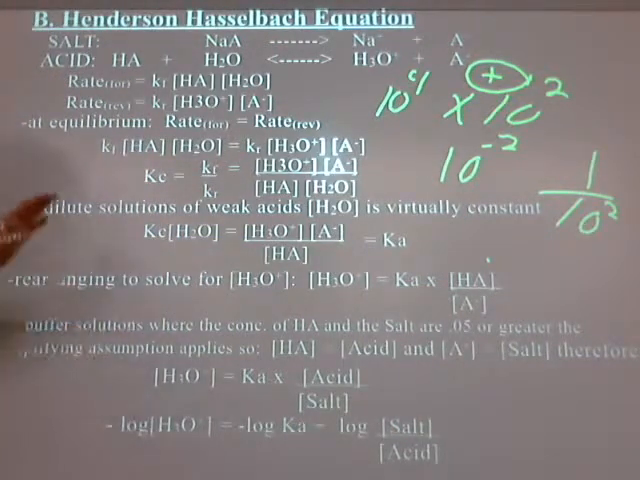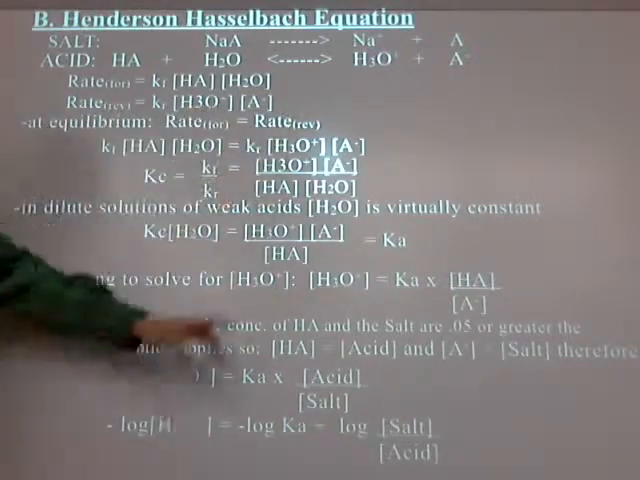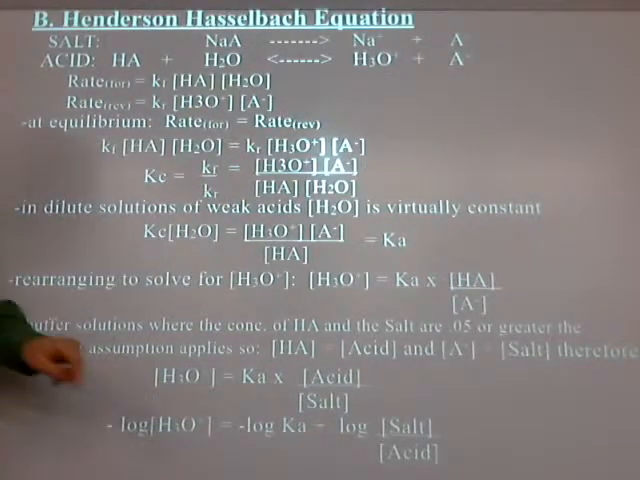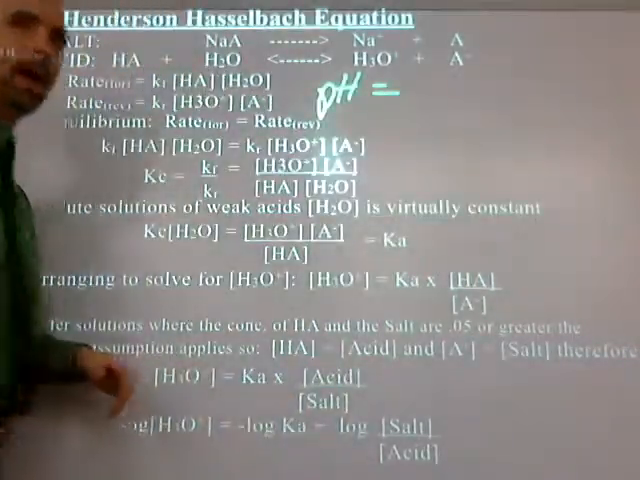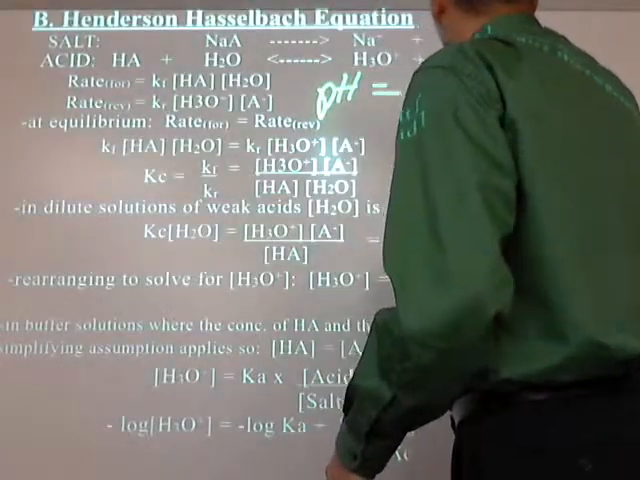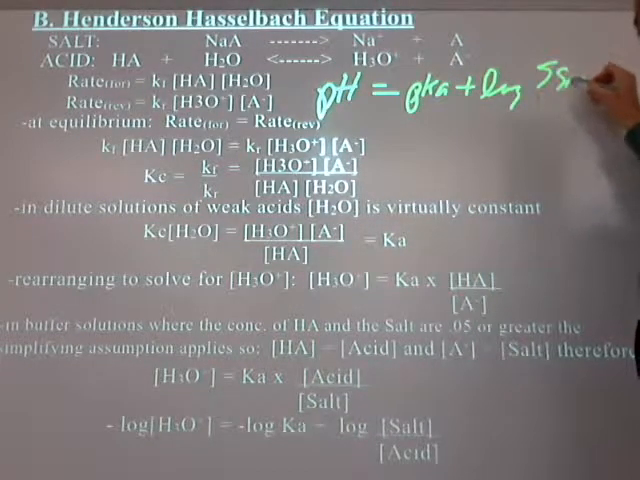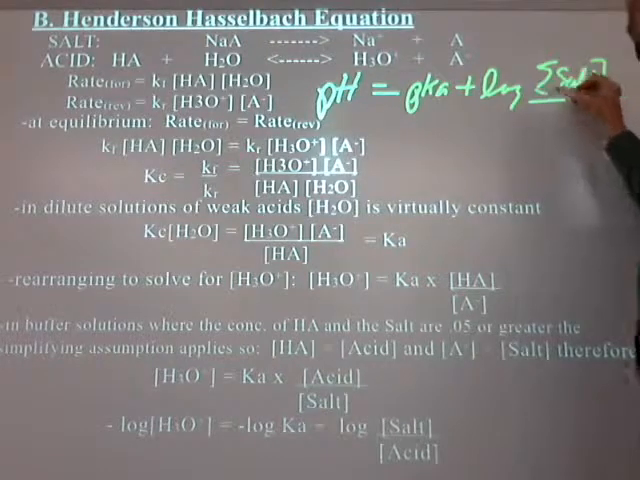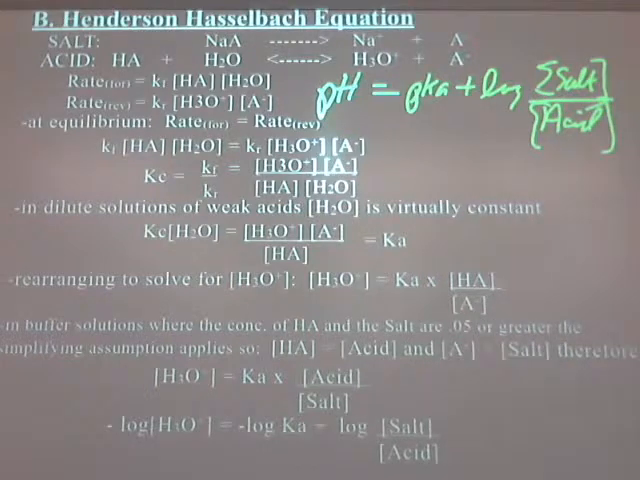So my final equation is, which I ran out of room on my board, I'll put it up here. Underneath this, what is negative log of hydronium? pH. So pH equals what? The pKa plus the log of the salt over the acid. Wow. Now that is one long derivation.